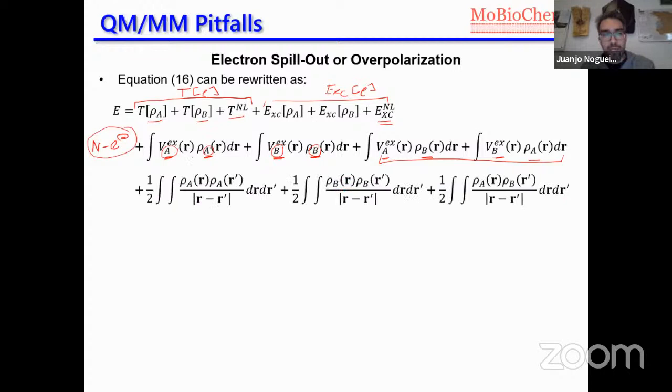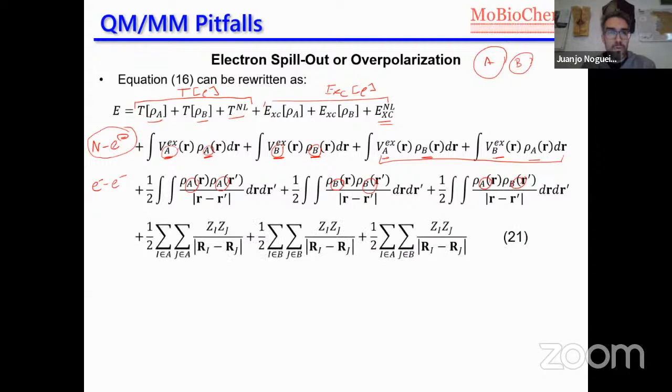Now we have here the interaction between electrons and electrons. Here we have electrons and electrons in A, electrons and electrons in B, in the system B. Remember, we are splitting the system in two subsystems, okay? And electrons in A and electrons in B. Finally, we also have the interaction between nuclei and nuclei. I and J here belong to A, so this is AA. Here we have BB, and here nuclei in A and nuclei in B. So this last term is the nuclei-nuclei interaction.